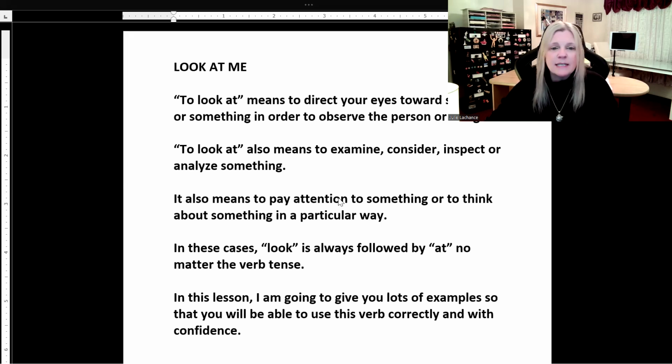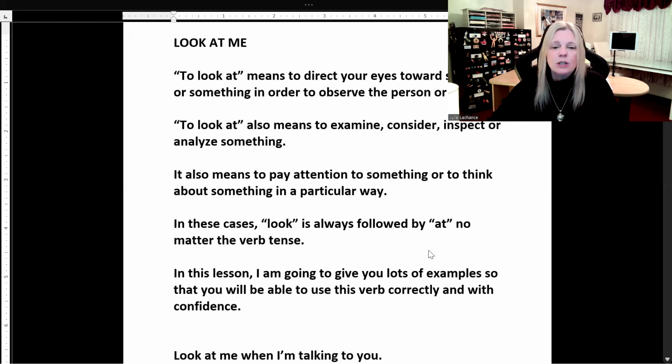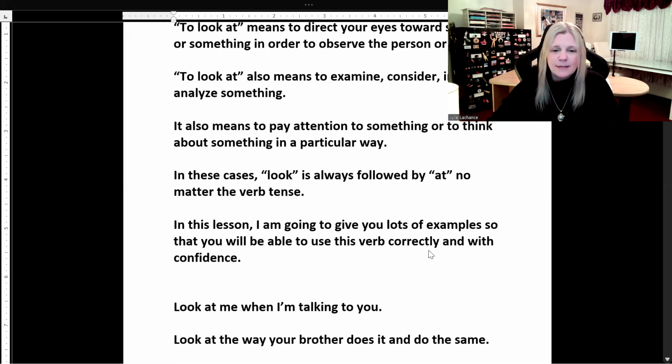So to look at means to direct your eyes toward someone or something in order to observe the person or thing. To look at also means to examine, consider, inspect, or analyze something. It also means to pay attention to something or to think about something in a particular way. In these cases, look is always followed by at, no matter the verb tense. So the verb tense never matters.